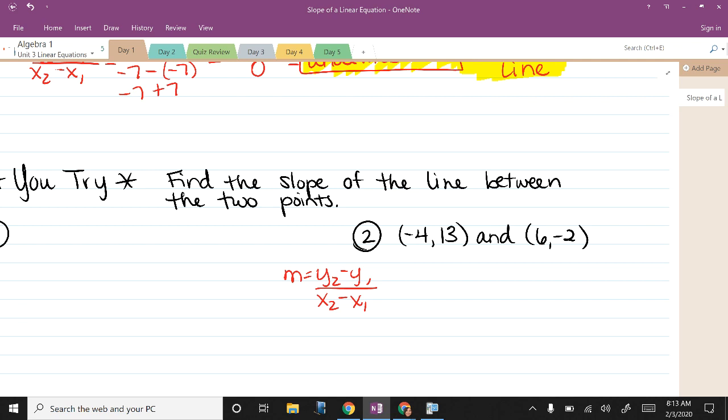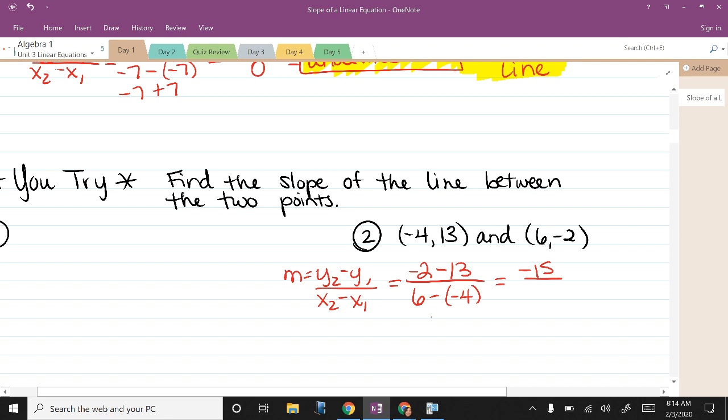All right. What number is my y2 number? -2 minus what is y1? 13 over what is x2 minus what is x1? -4. And then I simplify. What's -2 minus 13? -15. 6 minus -4 changes to what? 6 plus 4, which is 10. And does that fraction simplify? Yeah, they're both divisible by what? So what's the simplified answer?